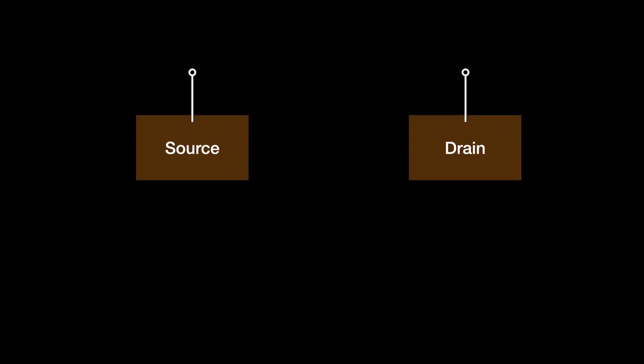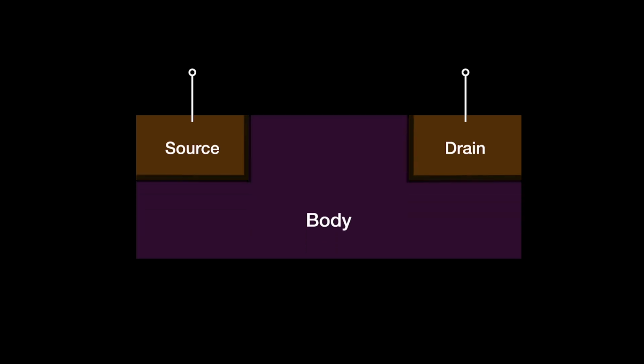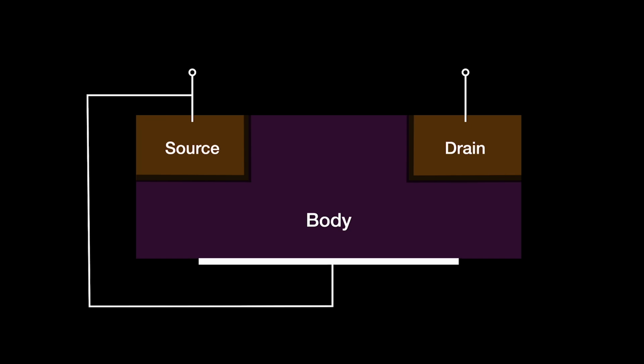What you'll typically see is something that looks like this. There will be two p-type lattices called the source and the drain. These are the two terminals where current enters and exits the transistor. Between them, there's an n-type lattice that we call the body of the transistor. The source terminal and the body are shorted to ensure that they have the same potential.